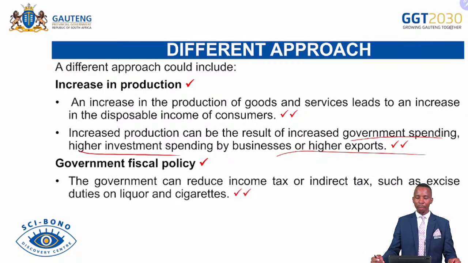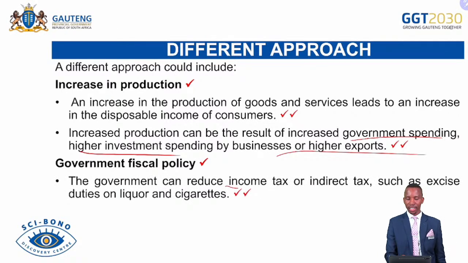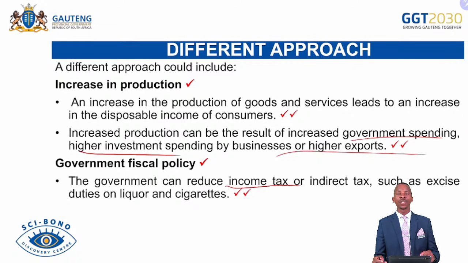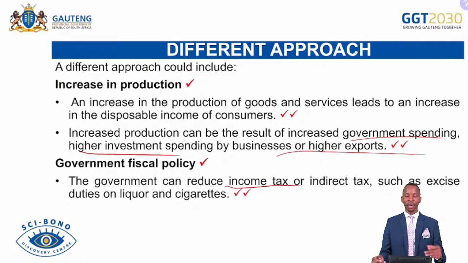And then government policy. In that case, we know that government can intervene by reducing taxation, which can either be direct tax or indirect tax, income tax or indirect tax. That can simply lead to what? It can lead to more disposable income, more spending on goods and services, or more real income in the economy.